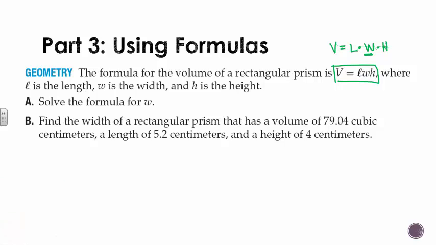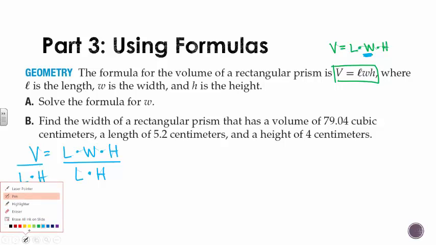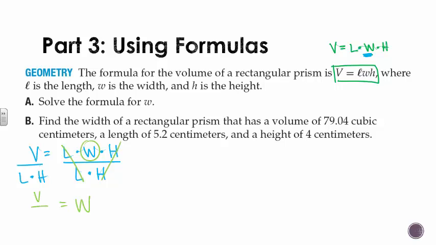So in order to do that, you take a look at what's going on with it, and it's being multiplied by L and H, or length and height. So in order to undo multiplication, all I got to do is divide. So I want to get rid of the L and the H. So those are the two things I'm going to divide by. And this crosses the L's off, this crosses the H's off, so all that I'm left with over here is W. And that equals volume divided by length times height. So here's part A all done.